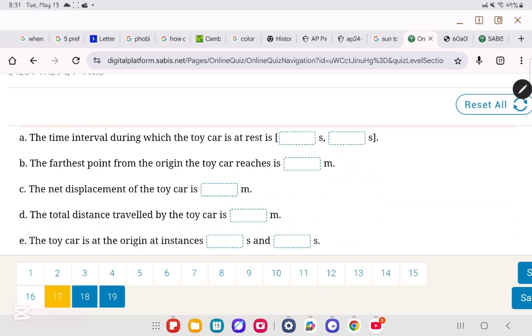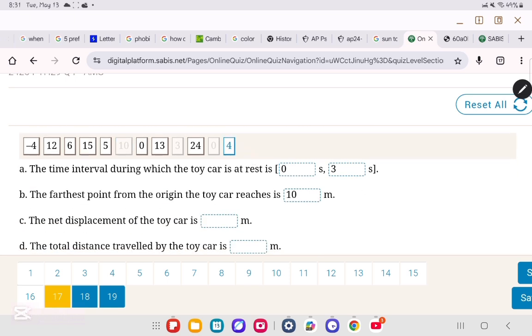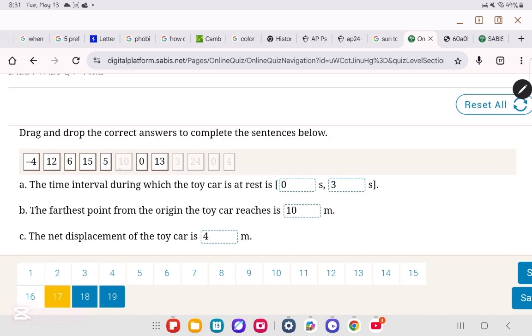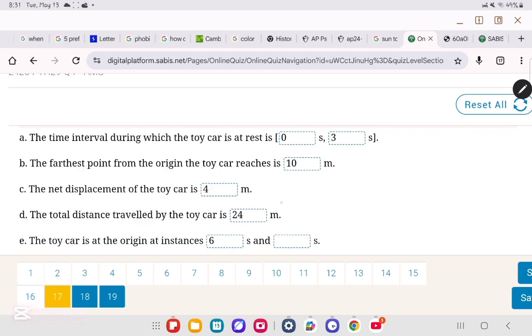Yeah, we did this same exact question. So remember, it's 0, 3. So two questions were repeated. This is one of them, 0, 3. 10 meters, 4 meters, 24 meters, and 6 seconds, 13 seconds. This is the exact same thing as the one before. I don't know why they repeated it.